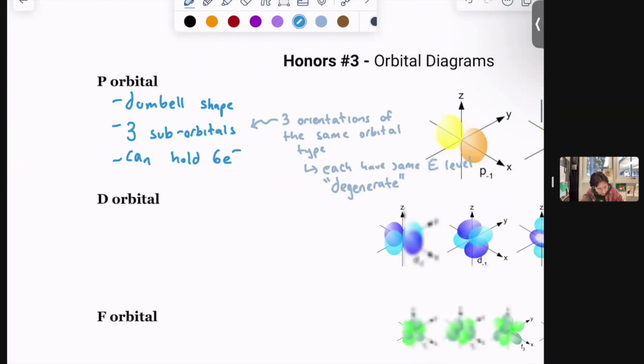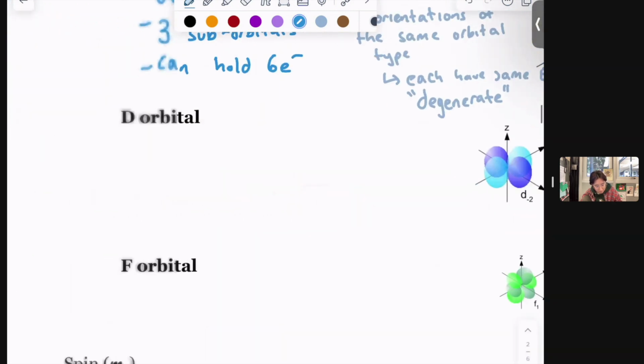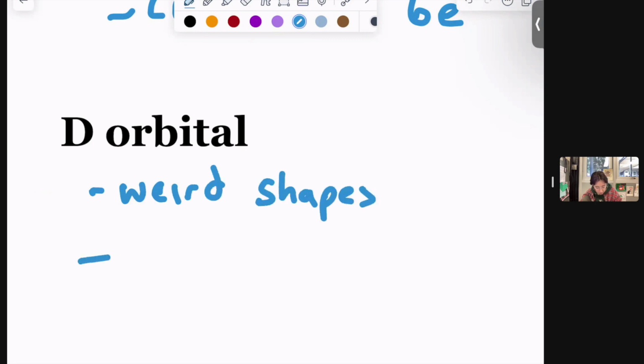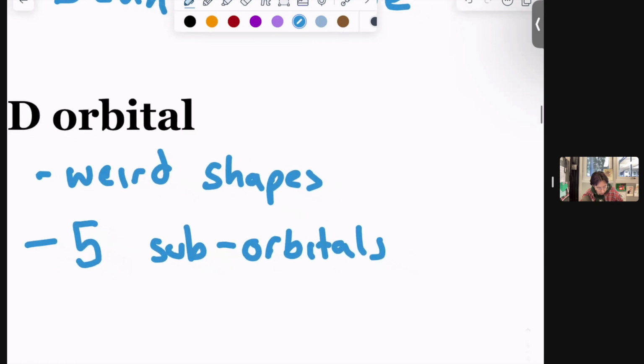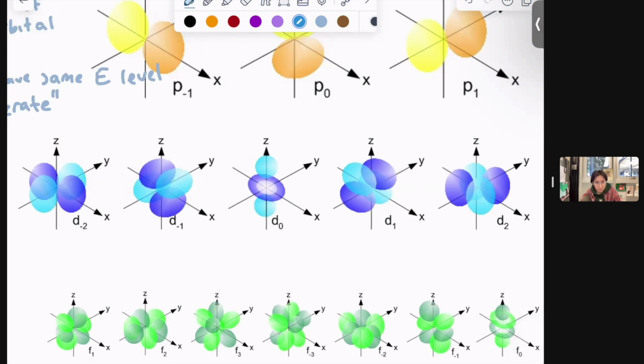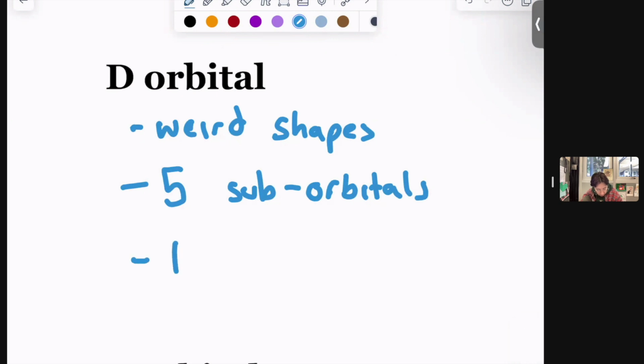D orbital, you can see the shapes get a little bit weirder. I don't really care, you don't need to know all these different shapes. For our purposes, I'll just say that these are weird shapes. You don't need to know their names. They're just kind of funky. But you should know that there are 5 suborbitals. These 5 different types of d orbitals we could have. And again, each suborbital holds 2, so that means that we can hold 10 electrons.